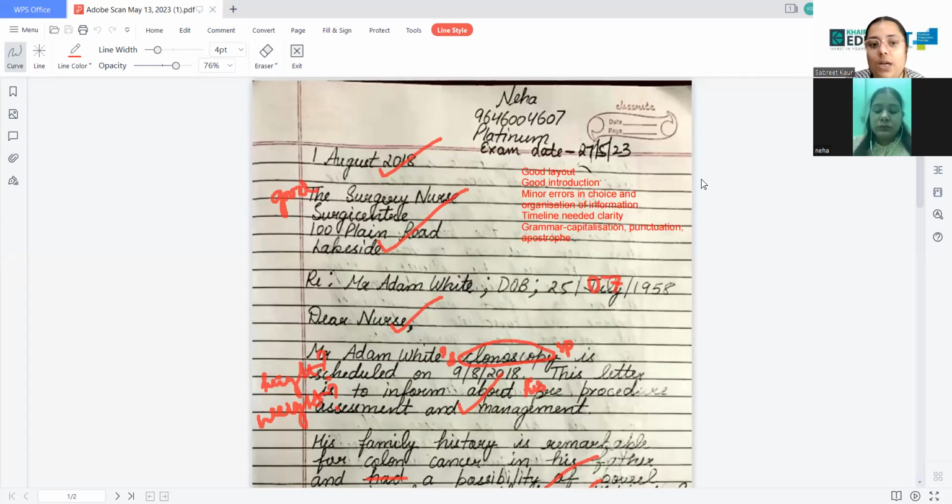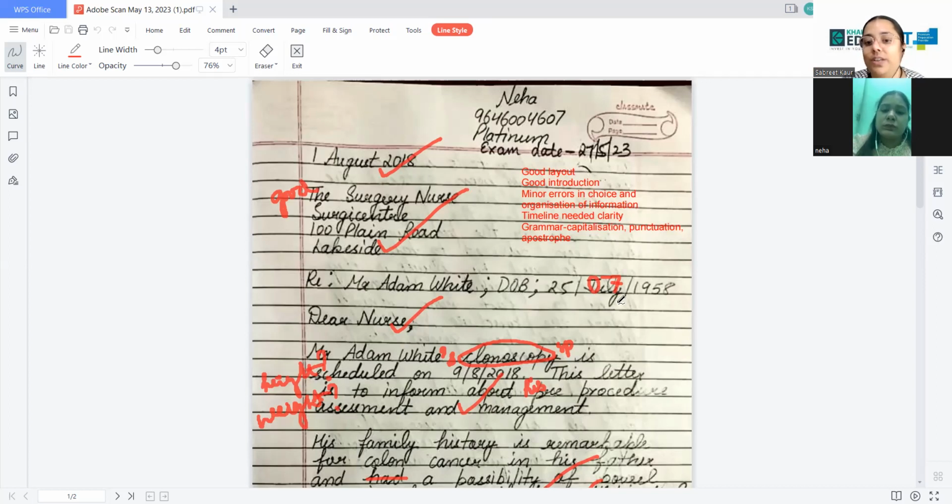So when we look at the layout, the date of writing has been correctly put with the recipient's details. So good job. When I look at the subject line, you've written the date of birth with slashes. But when you're putting slashes, you've written the name of the month. So if you're writing the name of the month, you should not be putting slashes. And if you're putting slashes, then write it in numbers.